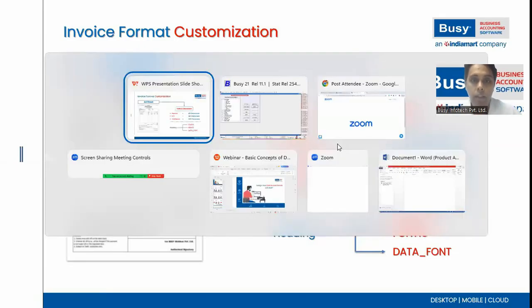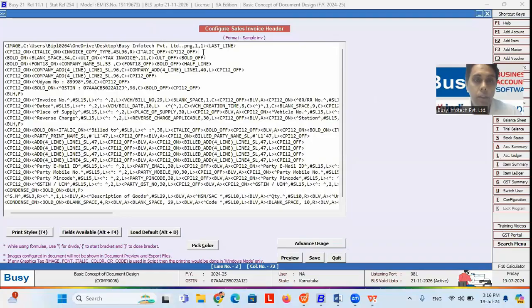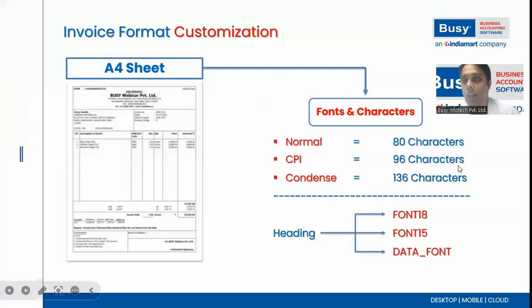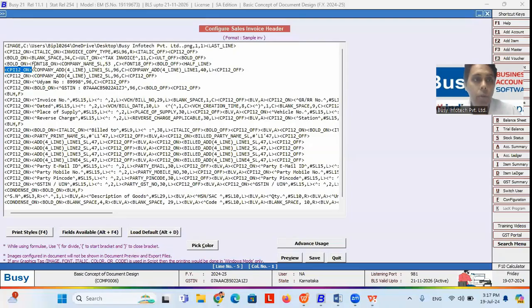For example, this is a row where you can use 80 characters, or you can say 80 characters can be printed on this single row in an A4 page, if you are using the normal font. Now if you are using the CPI on font, then these 80 characters can be increased to 96 characters. That means if you remove this CPI on, then this coding line will be defined as your normal font coding line.